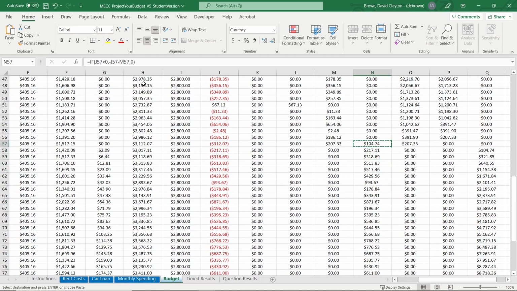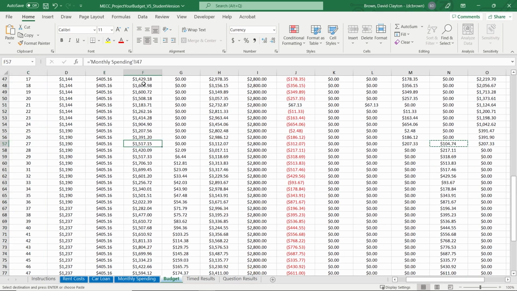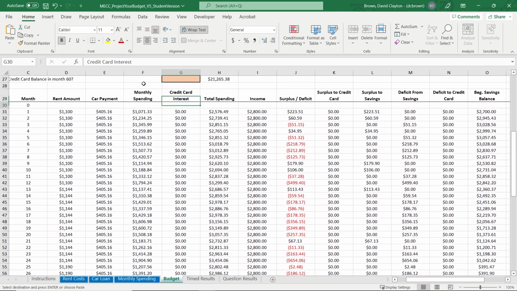I have 104 that goes onto the credit card. And if we go to the credit card balance, we see the credit card starting to accumulate. All right. You may ask, why aren't we putting the credit card interest into this balance? Well, we are, and we're doing it indirectly. We've actually built the credit card interest over here in column G, if you recall. So that credit card interest is going to be accounted for in our total spending.